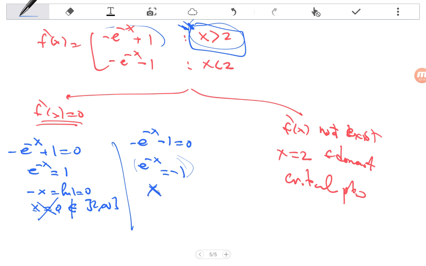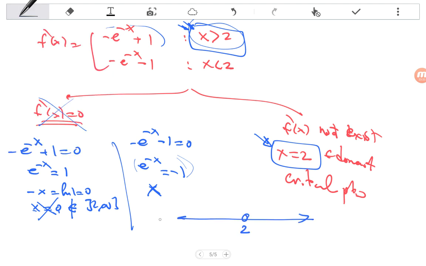No. So this is rejected. That condition is not satisfied by either of the two branches. Okay? So there is only one critical point for this function, which is x equals 2. So I just put it on the number line like this.